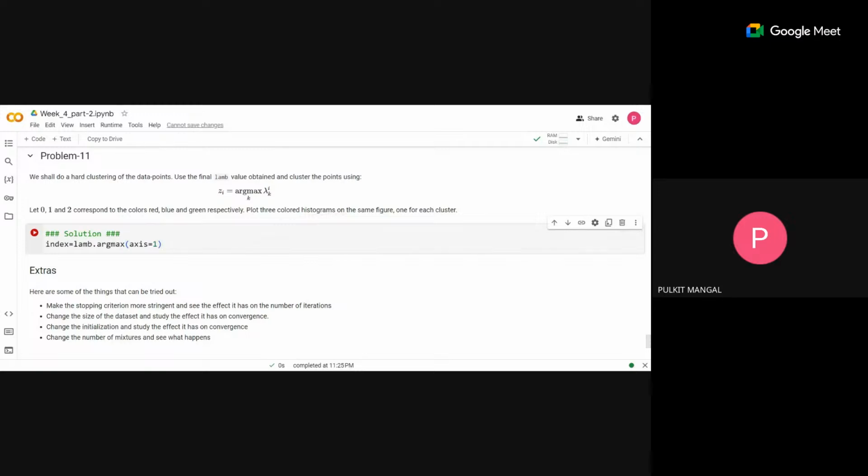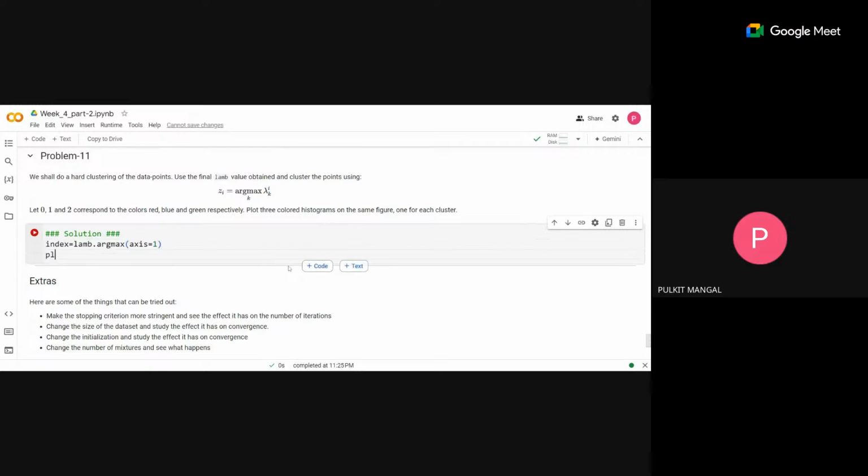Okay, so see how I'm going to do it. plt.test, from x. What we need to do: each data point is now assigned to some cluster, or some component, based on the maximum probability. So for the ith data point, it will be assigned to the component where it gets the maximum probability. Now we have to divide our data set into 3 parts based on these, and color each of the 3 parts.